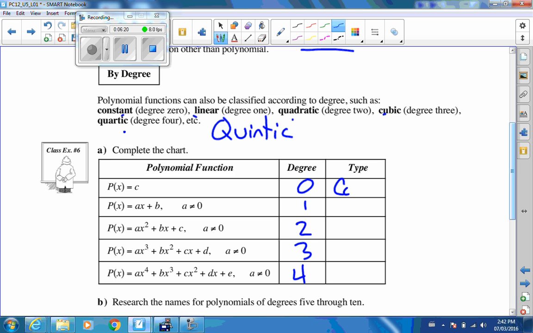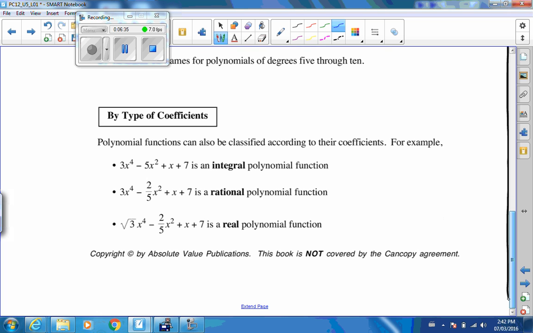Type: constant, linear, quadratic, cubic, quartic. You can see how much I think of that as being important.